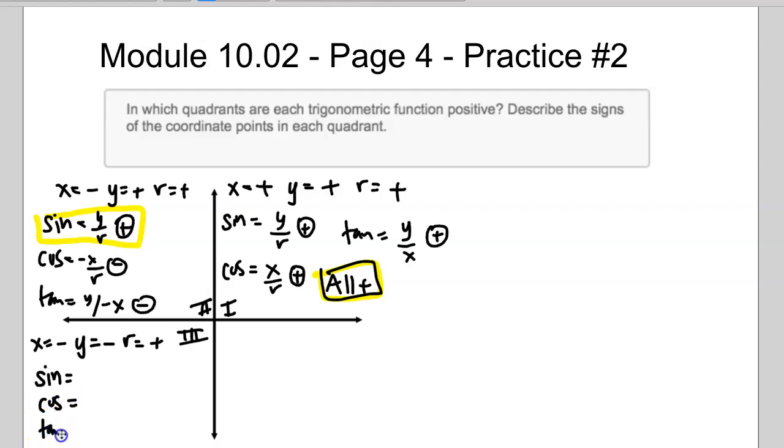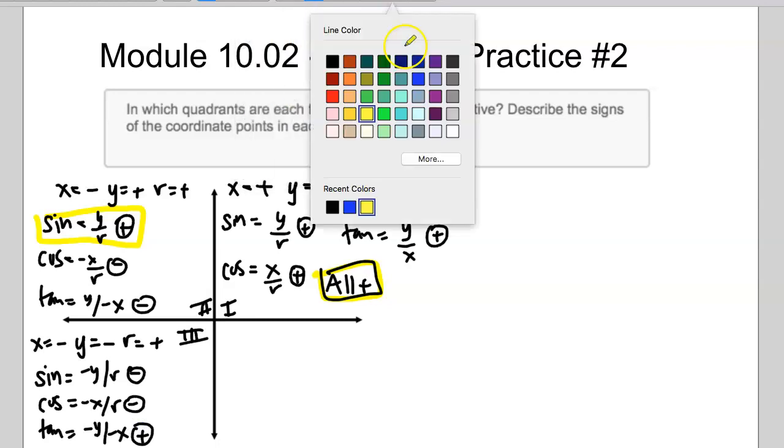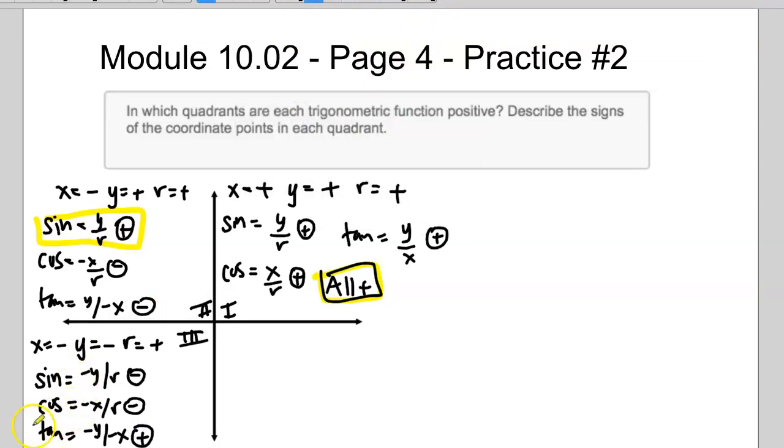cosine, tangent. So sine would be negative y over positive r, which is negative. Cosine would be a negative x value over r, which is also negative, but tangent would be negative y over negative x, which would make it a positive. So in quadrant 3, the only trig function that is positive is tangent.